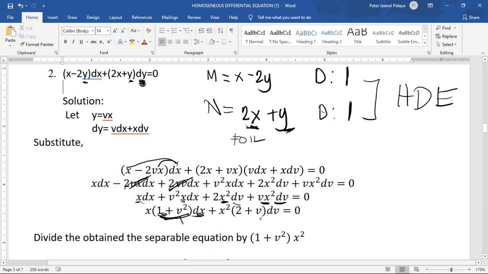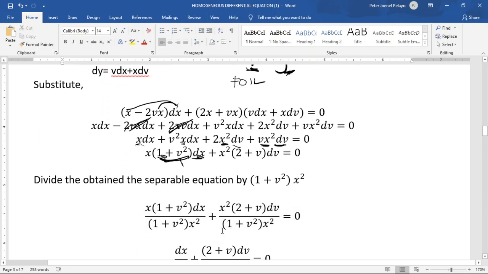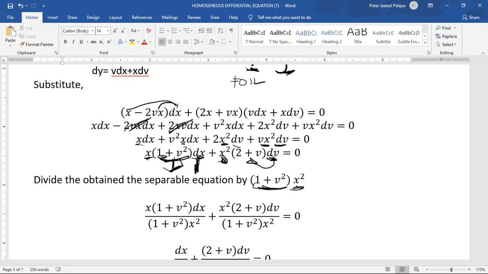And then, we go to separation of variables. Separation of variables. For the dx term, x should remain with it. So, we divide by 1 plus b squared. Now, for dv, its partner is 2 plus b, since that is for b only. So, we divide by x squared.